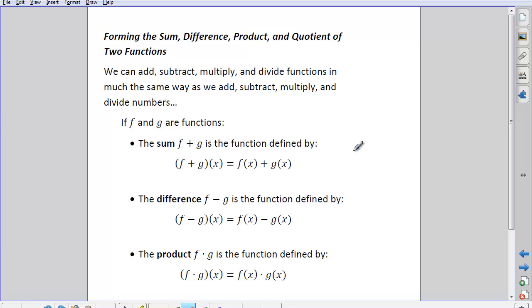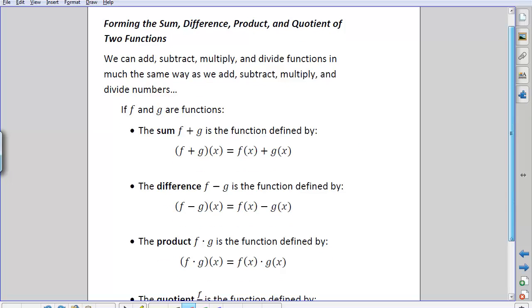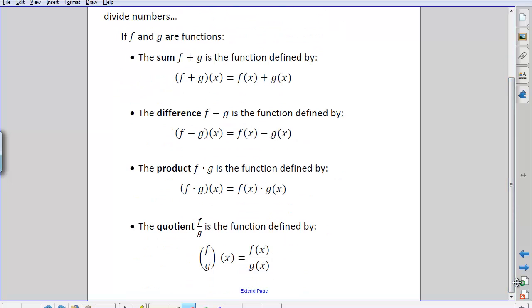Well, we can actually do operations with functions just like we can with numbers. In other words, we can add two functions together, subtract two functions, multiply or divide two functions. And so here we have our definition of those operations. And really the cool thing about this is it's almost exactly what you would expect. If you want to add two functions together, the sum of two functions f and g, here's our definition.